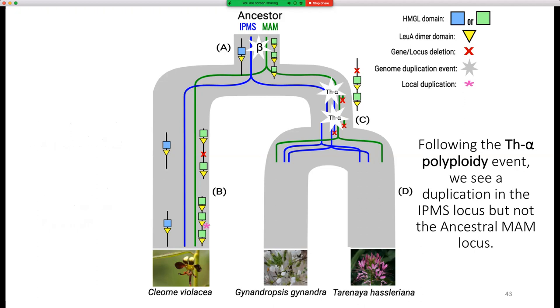So think of IPMS as our salt. It only wants to duplicate when you have the full recipe getting duplicated. So in this case, you do get a duplication of salt, but only to a total copy number of two.